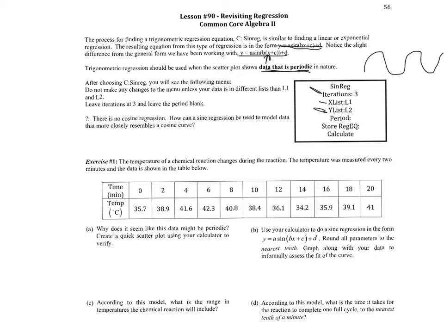Why is there no cosine regression? How can a sine regression be used to model data that more closely resembles a cosine curve? Basically, we can just do a horizontal shift in those cases.